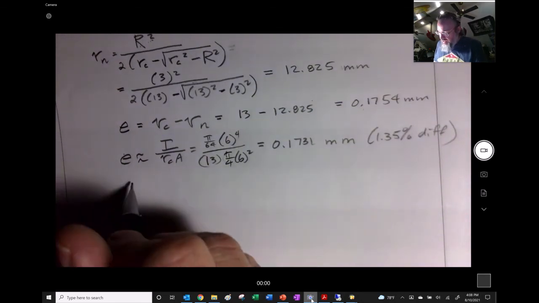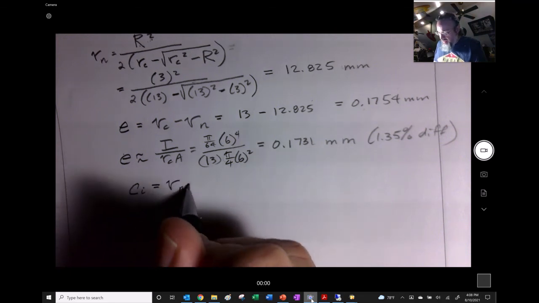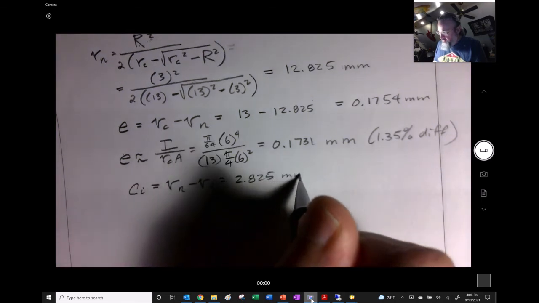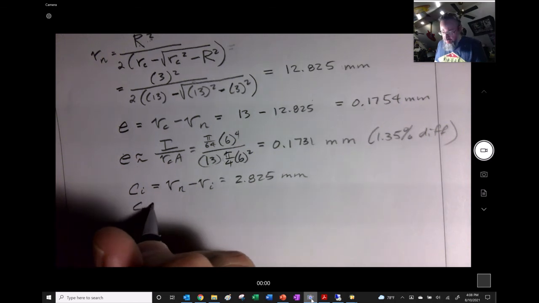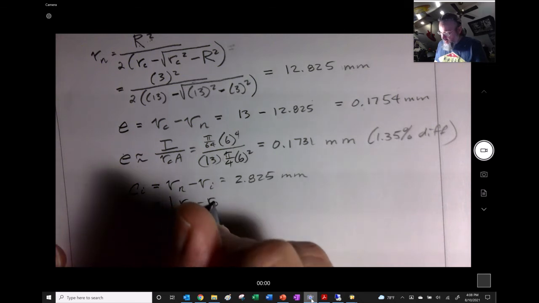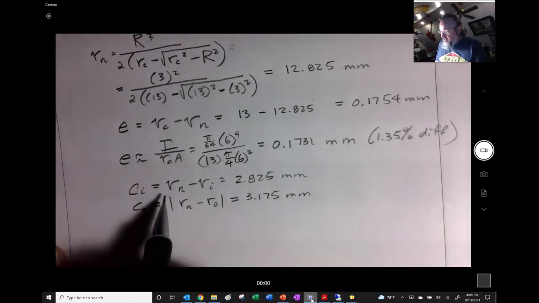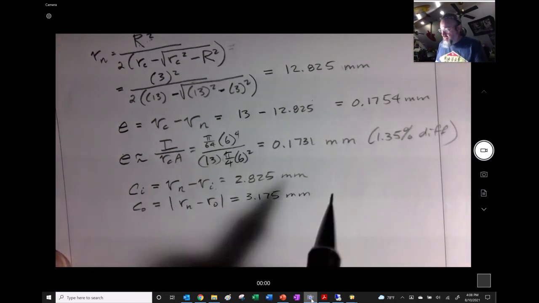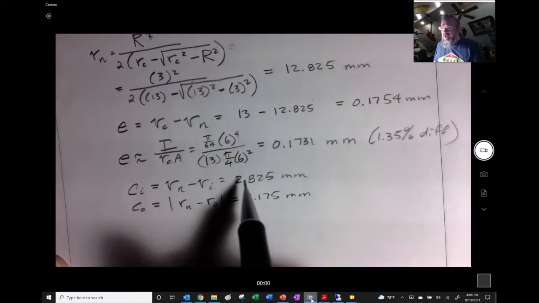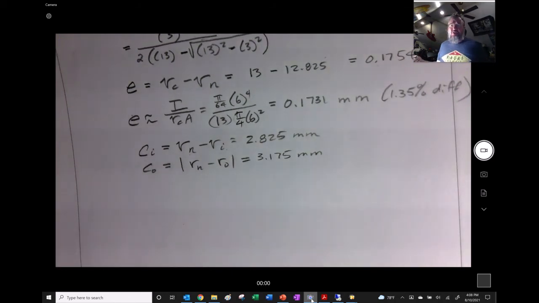Some other things we're going to need: we need CI is equal to Rn minus Ri, which ends up being 2.825 millimeters. CO is going to be, I'm going to call it the absolute value of Rn minus Ro, and that ends up being 3.175 millimeters. So that's the difference of the neutral axis to the inside and outside radius. That tells us how far, if we were to do the regular MC over I, that's what that C would be. Now that's all geometry. We all do our geometry.